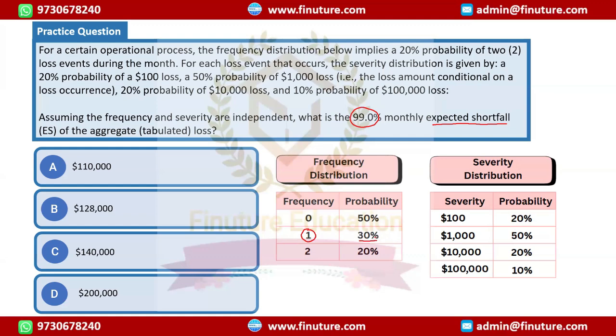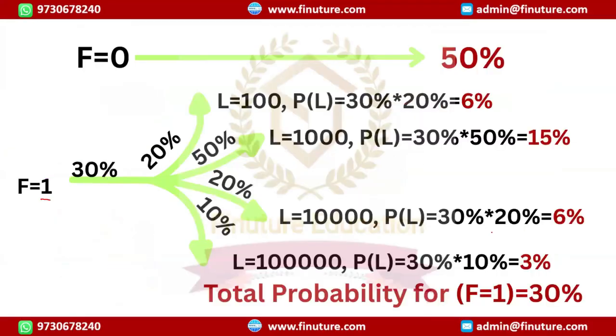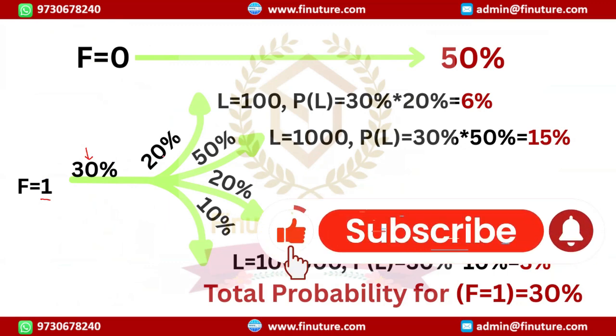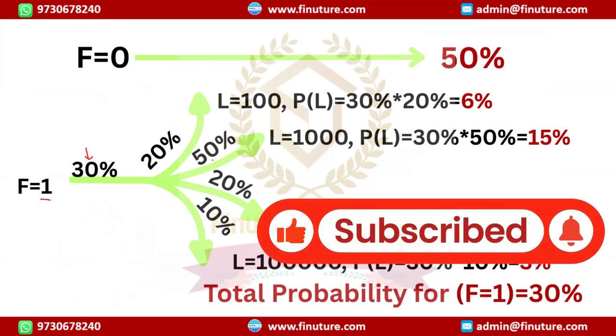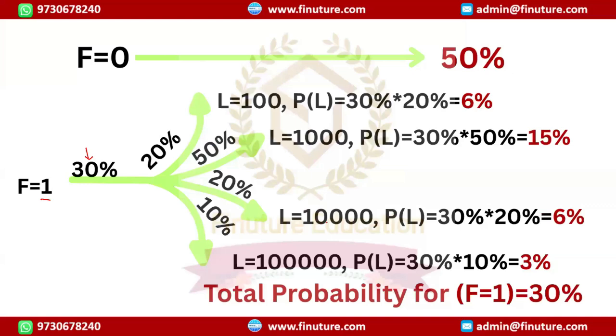Now, when this 1 happens, there is a chance that you may have a loss of $100, which has a probability of 20%. Likewise, you have $1,000, which has a probability of 50%. So what we will do is make one tree. When frequency is 1, which has a probability of 30%, a $100 loss has a probability of 20%, $1,000 has a probability of 50%, $10,000 has a probability of 20%, and $100,000 has a probability of 10%.